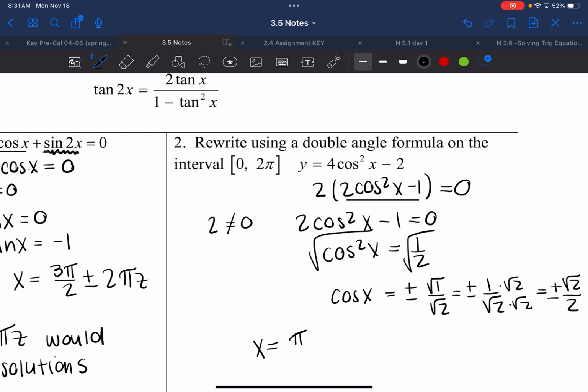Okay, so that would be my answer in quadrant 1, right? Pi fourths. But they said they want all the answers, right? Where cosine is positive and where it's negative. So that was quadrant 1. In quadrant 2, cosine is negative, but we still want the answer. What's a multiple of pi fourths in quadrant 2? 3 pi fourths. Good. All right, and then what about in quadrant 3? 5 pi fourths. And what about in quadrant 4? 7 pi 4. Nice.